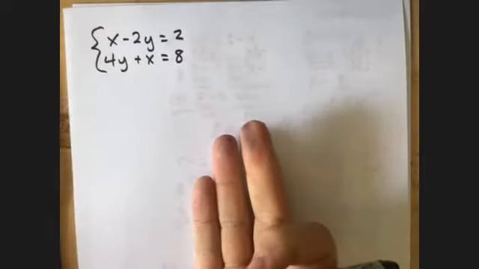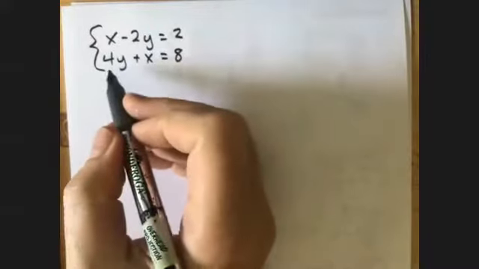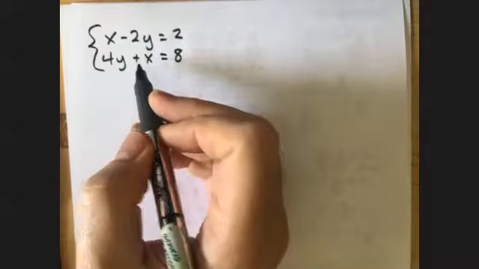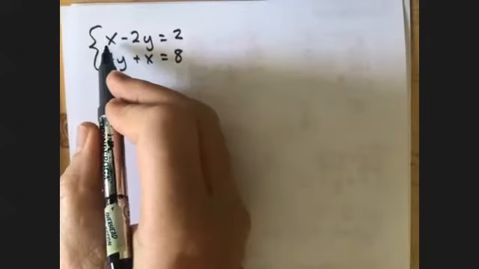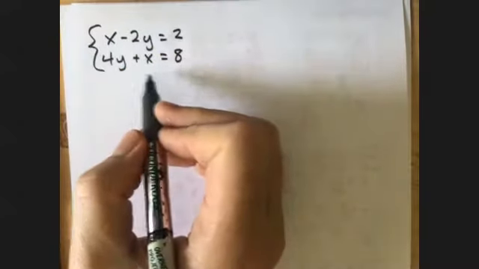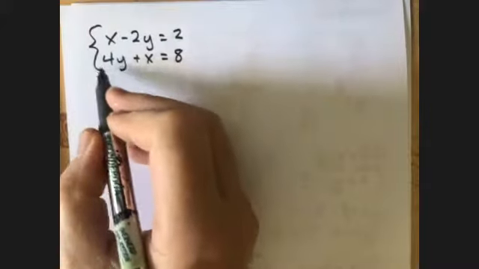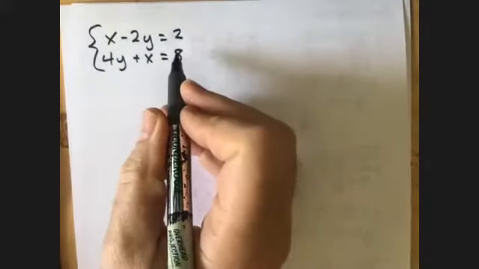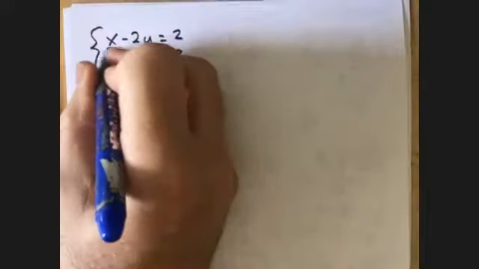Now this one's different than anything we've seen before because I don't have an isolated variable. I have 2y, negative 2y, 4y. That looks gross. But then I have these x's. They're both without a coefficient. So I could isolate either the top x or the bottom one by moving the other to the other side and changing its sign. I'm going to isolate the x on the top.